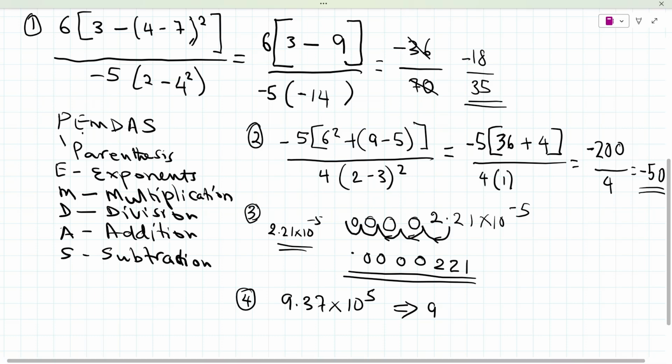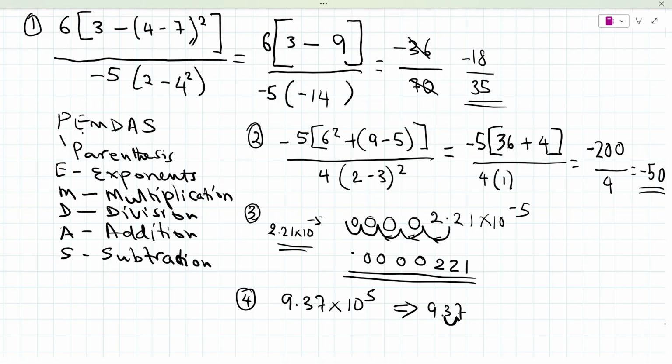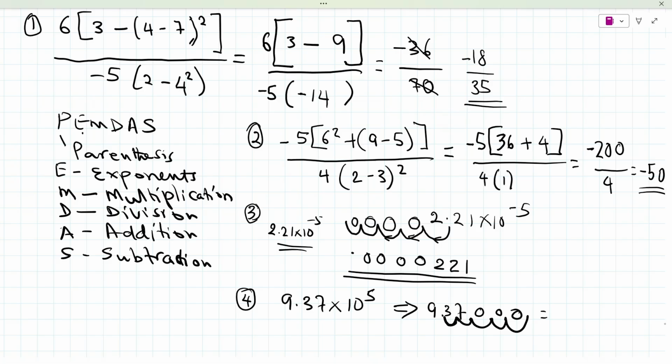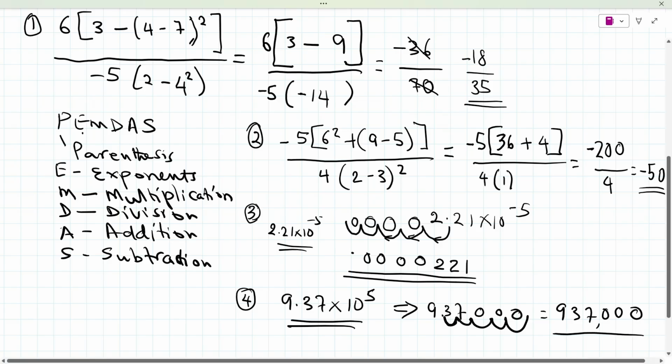So let's write it down as it were. 9.37 will become, we have to move the decimal point 5 places. So this is 1, 2, 3, 4, 5. And in between we have zeros. So this number becomes the standard number for this expression here, and it is 937,000.